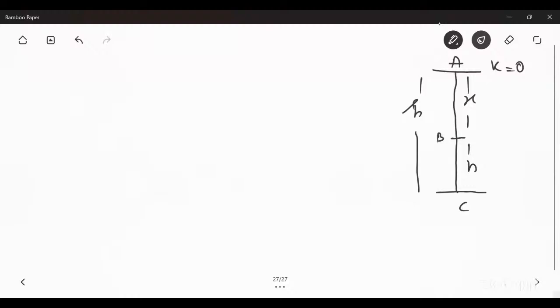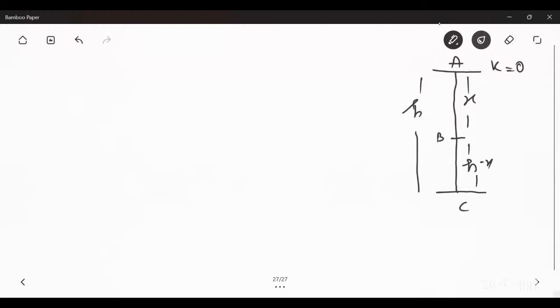Suppose that a body at point A has kinetic energy 0, and at point C it has potential energy 0. Now, suppose at B, the height between A and C, the distance between A and C is h, which means the height of A. Now, suppose A to B is x. So, what is B to C? H minus x.